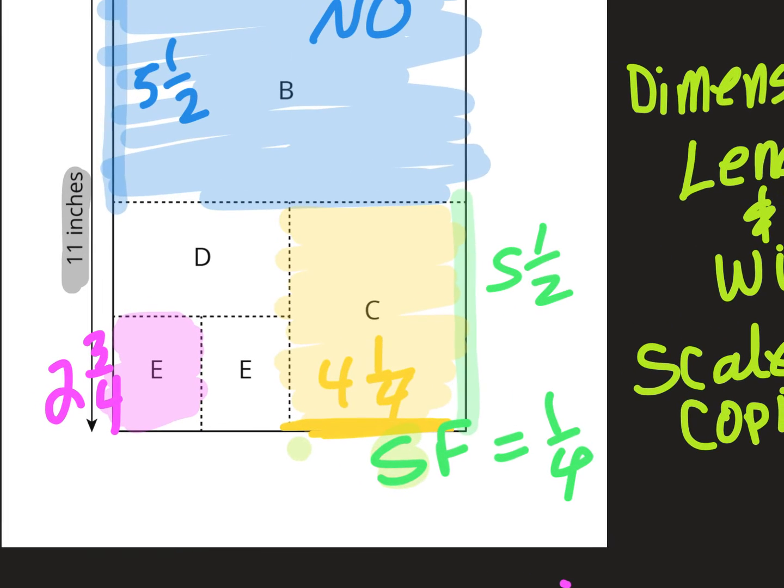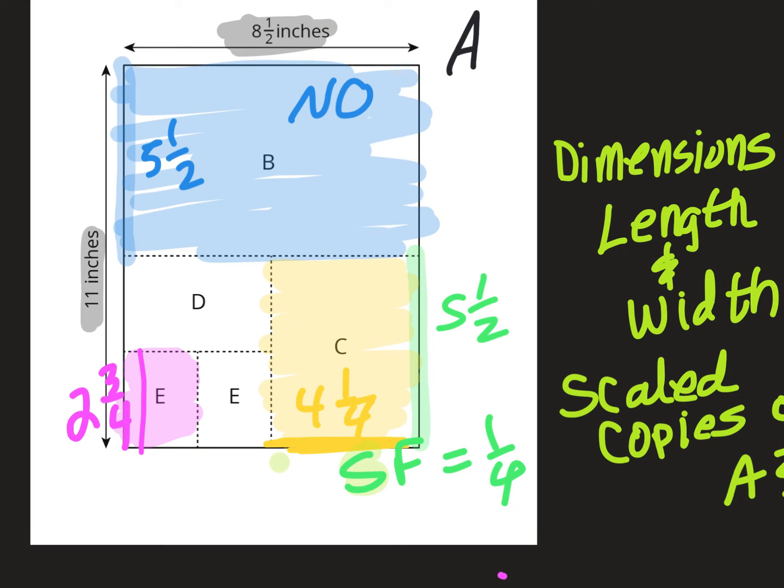Where did I get 2 3/4 from for the length of rectangle E? Where did that come from? How did you get 2 1/4? Carrie, what'd you do? 1/2 of 5 1/2. Oh, okay, so you took 1/2 of 5. That's what I did too. So I said 1/2 of 5 was 2 1/2, and then I said 1/2 of 1/2 was 1/4, and then I added them together. Yep.